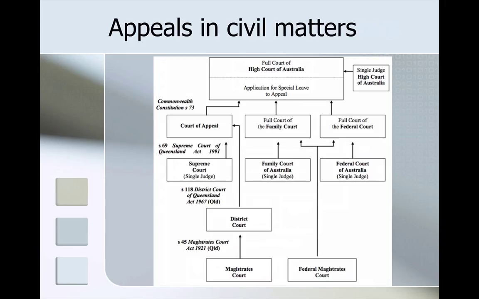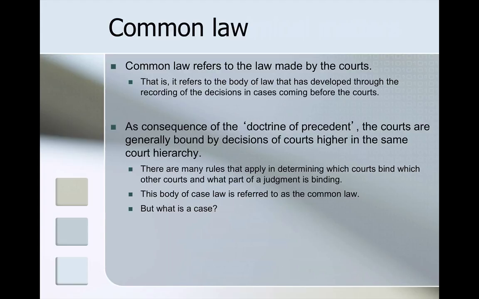Similarly, if we're looking at appeals in civil matters, the courts at the top of the diagram get to set the precedent, and then the courts lower down on that diagram have to follow the precedent. That's what's referred to as the doctrine of precedent, and it means that courts are generally bound by decisions of courts higher in the same court hierarchy. And the body of case law that is developed over the years through this is referred to as the common law.